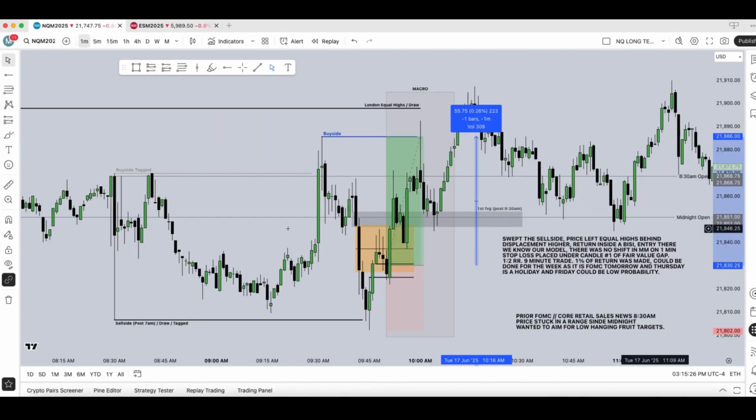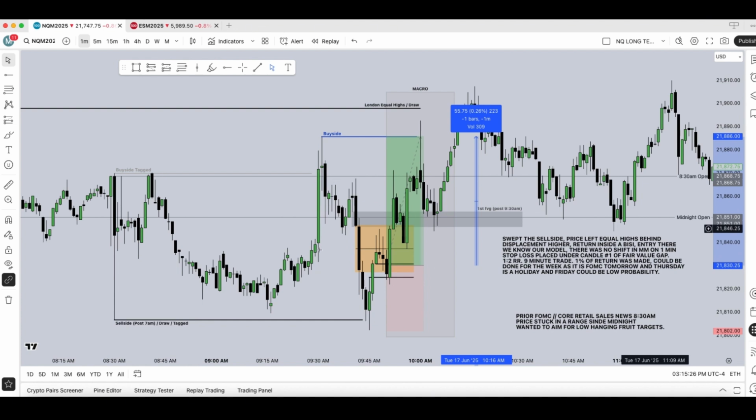For our second example, we are going to use the day of Tuesday, June 17, 2025. You want to annotate the macro, 950 to 1010, the two opening prices, and our targets. So in this case, I use the London relative equal highs, and we have some pre-market relative equal lows, sell side liquidity, right there. So now you just want to read price action.